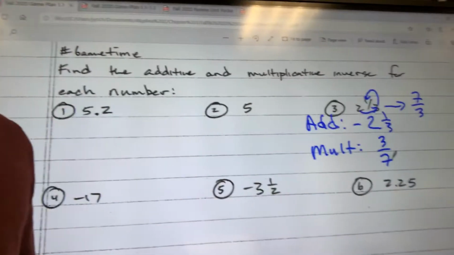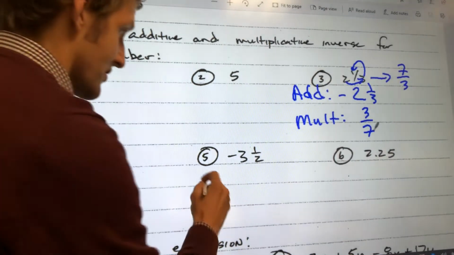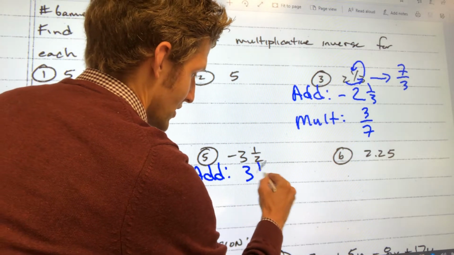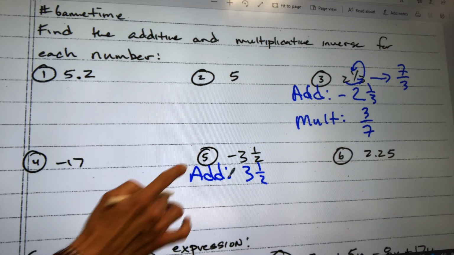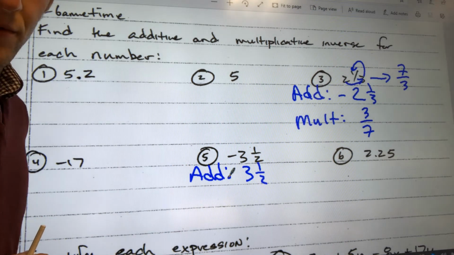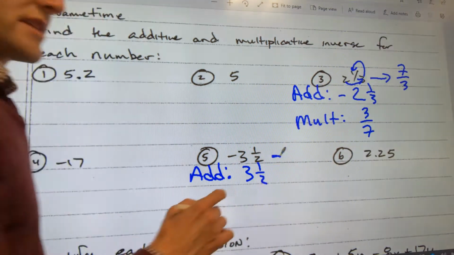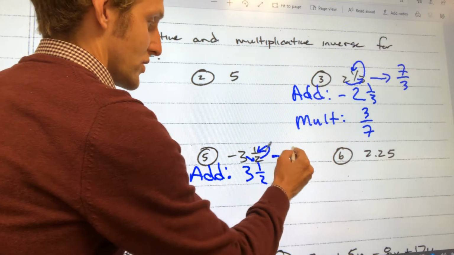Moving down to number 5. The additive inverse on 5 is a positive 3.5. You can give me the answer any way you want there. 3.5, 7/2. Be very careful on the reciprocal, the multiplicative inverse on this one, folks. You know the fraction is going to be negative. So just do 3 times 2, that's 6. 6 plus 1 is 7.